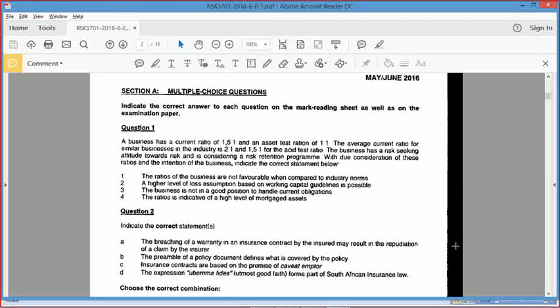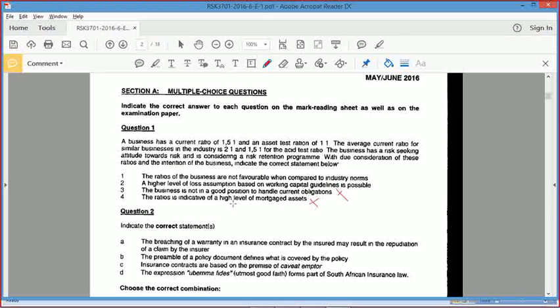The ratios of the business are not favorable. That's incorrect. They are favorable, but they're not better than the industry, though. A higher level of loss absorption on working capital guidelines is possible. You could maybe consider that one. The business is not in a good position to handle current obligations. No, that's definitely false. The ratios are indicative of a high level of mortgage assets.